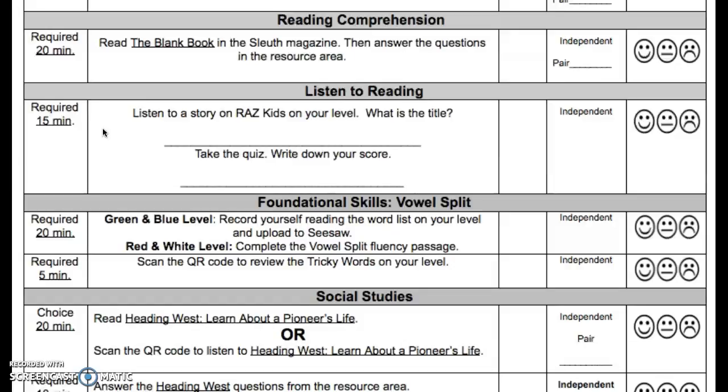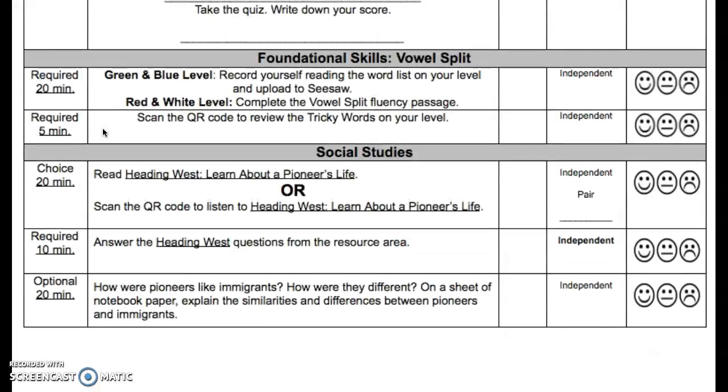Reflect when you're finished. For foundational skills this week, required for 20 minutes, green and blue readers, record yourself reading the word list on your level and upload to Seesaw. This is independent. Reflect when you're done.